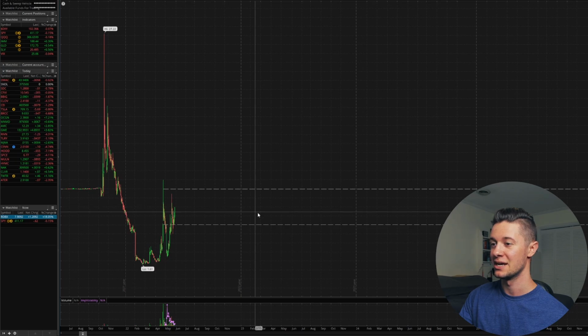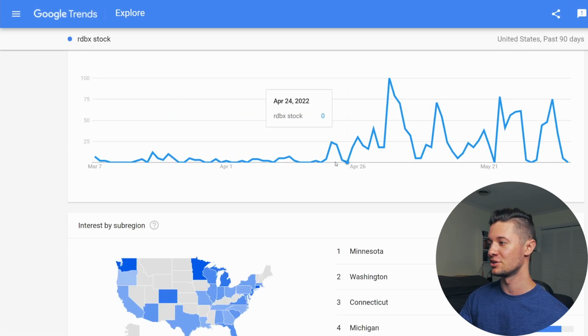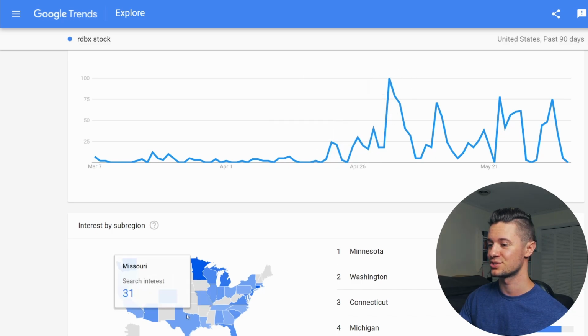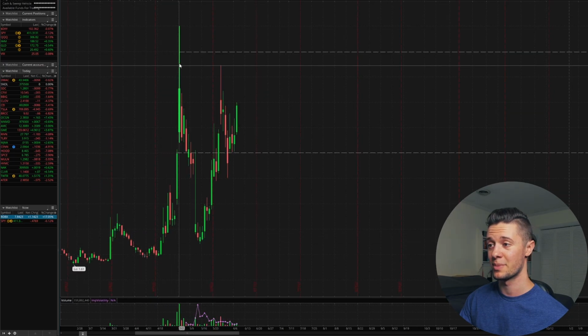And we're going to touch on that after we go over a brief history of the stock, just so that everyone who is new to this stock knows what's going on. So Redbox, ticker symbol RDBX, is a retail favorite. Currently, you can see it's the number three most active stock on StockTwits. And this popularity really started towards the end of April and beginning of May. That's when people first started paying attention to this stock seriously, right? You can see that's when they first started pumping up.